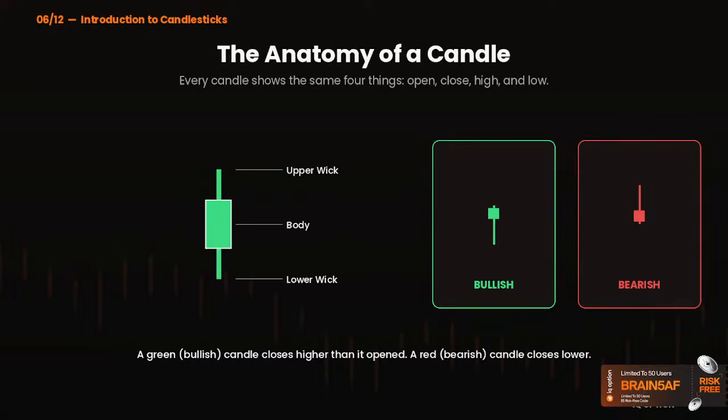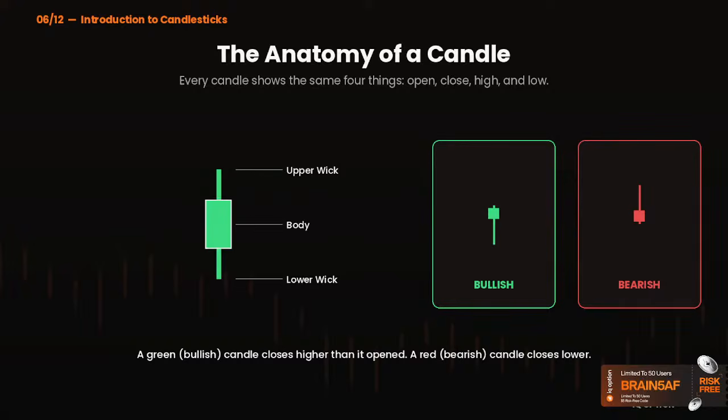Because every pattern we're going to learn tonight is built from this one shape, the candlestick. Every candle you see has a body in its middle, and that is the distance between where price opened and where price actually closed. Above and below that body, you'll often see thin lines, as you can see on your screen now. Sometimes they are above, sometimes below. Those thin lines are called wicks.